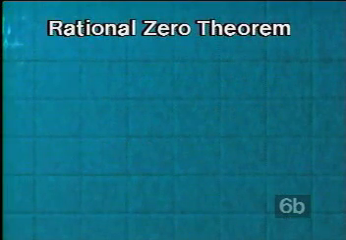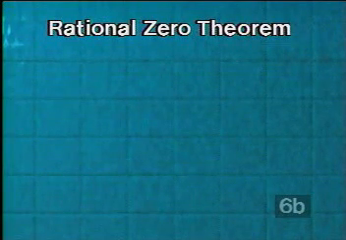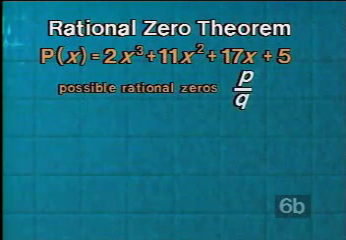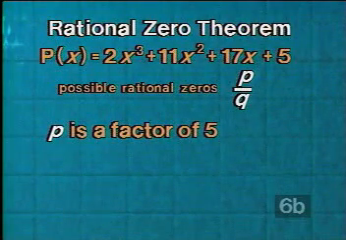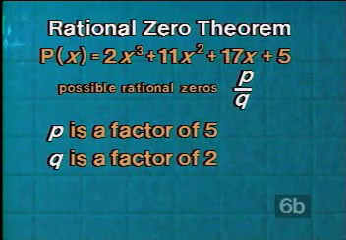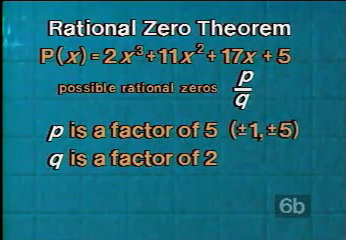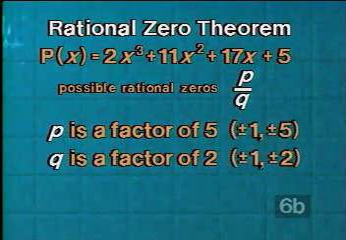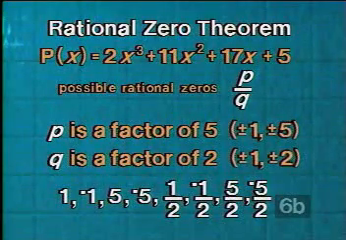The rational zero theorem provides a method for identifying the possible rational zeros of any polynomial function. Take this example. The theorem states that all possible rational zeros will be of the form p over q, where p is a factor of the constant term, in this case 5, and q is a factor of the leading coefficient, in this case 2. So the only possibilities for p are positive or negative 1 and positive or negative 5, and for q, positive or negative 1 and positive or negative 2. Therefore, there are 8 possible rational zeros.